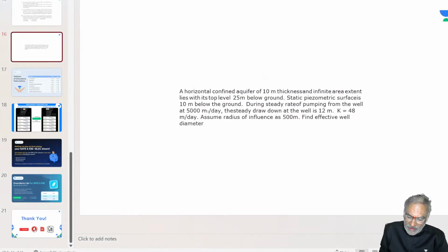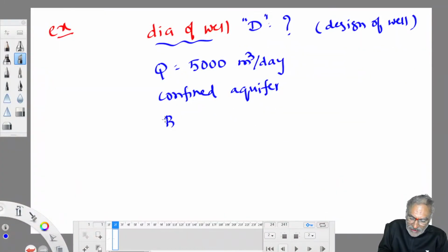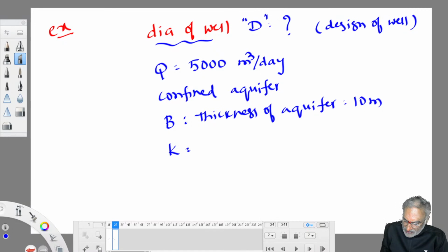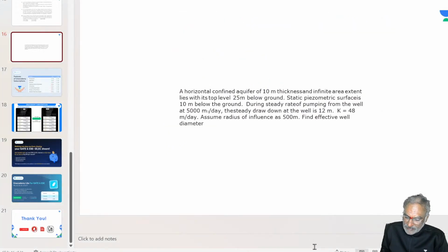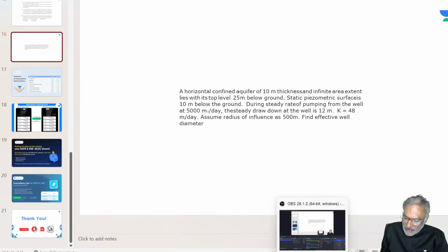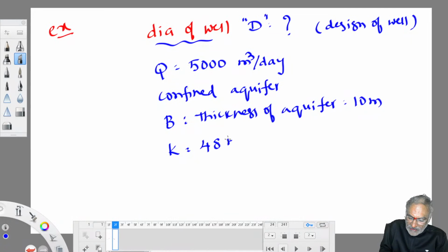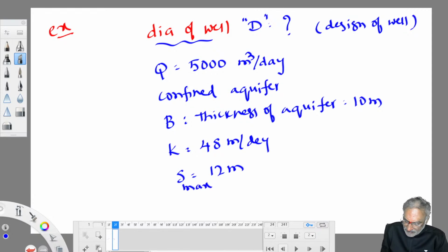What is given? Horizontal confined aquifer 10 meters thick. So thickness of aquifer is given as 10 meters. B is equal to thickness of aquifer. I wrote already all these things, okay? This is given as 10 meters. Permeability of soils is given as 48 meters per day. And steady drawdown in the well is 12 meters. Drawdown in the well is S max. S max is equal to 12 meters.